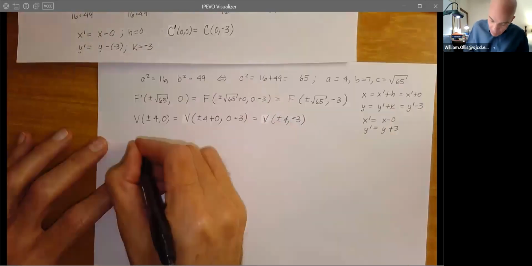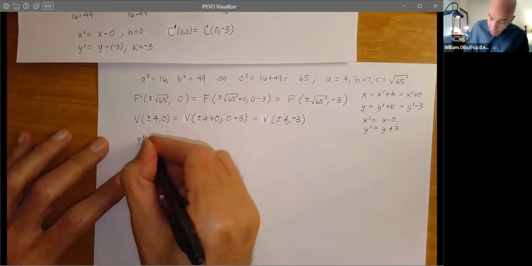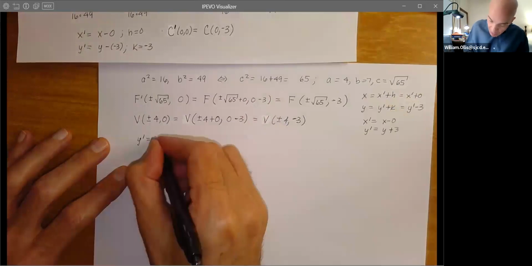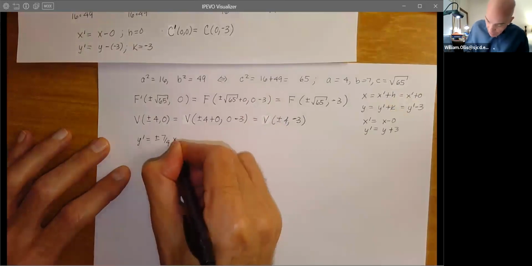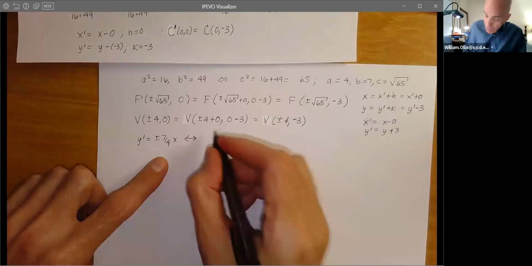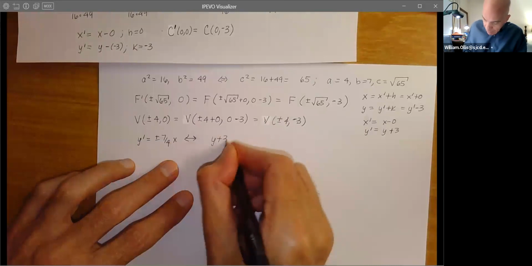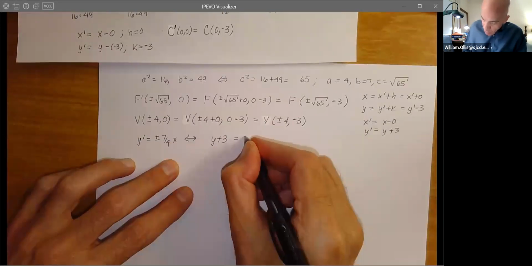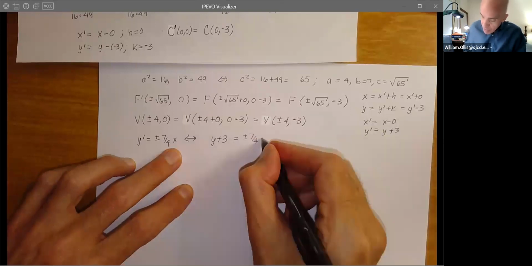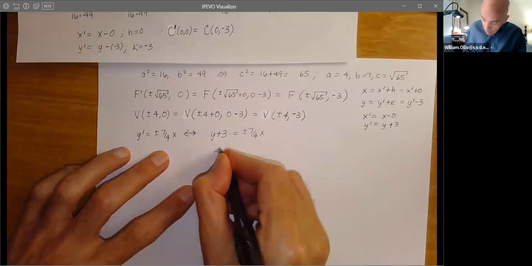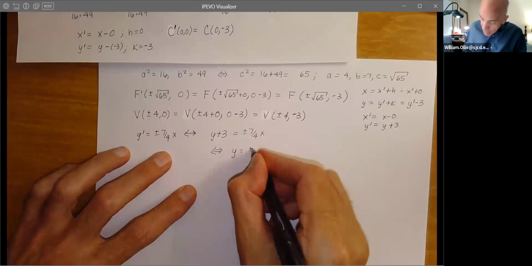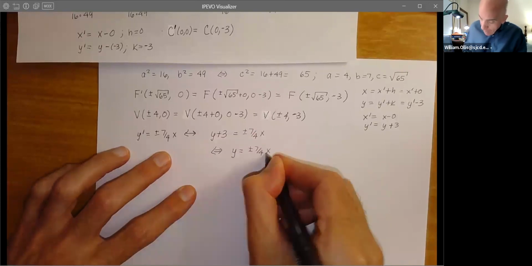And now for the y prime, we know we have y prime is b over a, so we have 7 over 4, plus or minus 7 over 4 x. So we replace, we just go over here, y prime, that's going to be y plus a 3 equals plus or minus 7 over 4. And then of course, x is x minus 0, so that just stays the same. So if and only if y is equal to plus or minus 7/4 x minus 3.